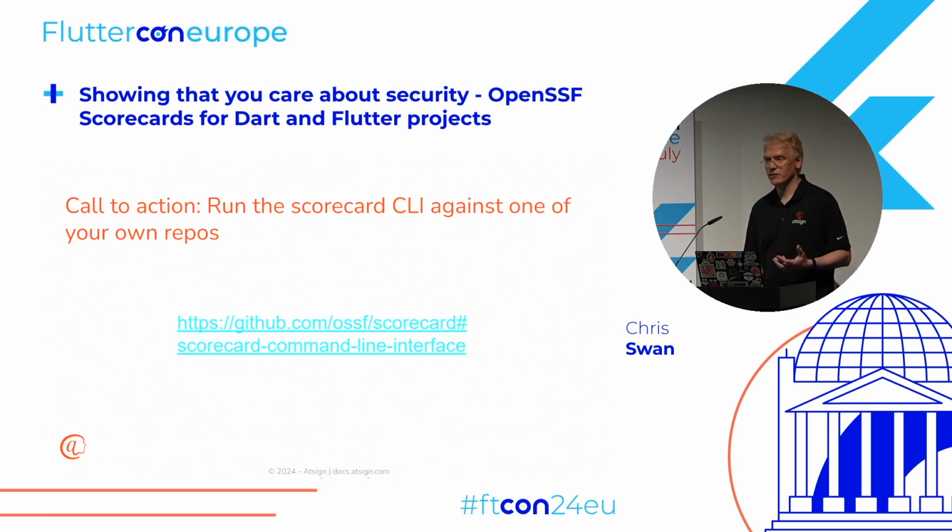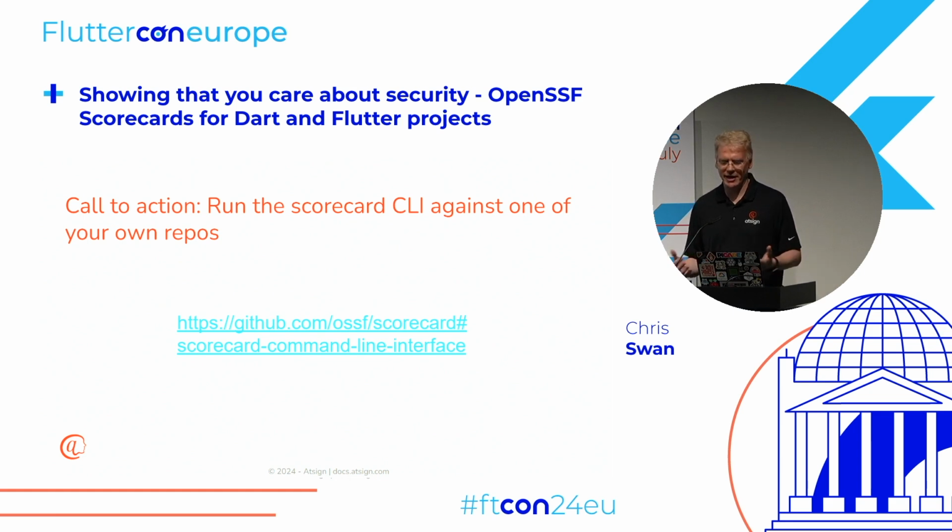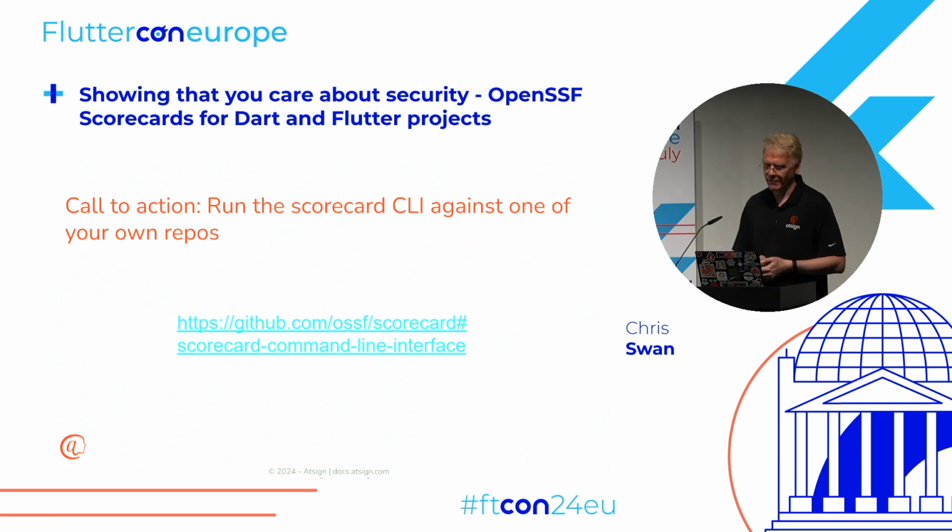I always like to finish with a call to action. And my call to action for this room today is: run the Scorecard command line tool against one of your own repos. So if you go to the Scorecard repo, there's a section of the README for the command line tool, and that'll show you what the score is without you having to fully implement it and do the GitHub Action and all of that kind of thing. And once you know what the scores are looking like, you can then make an informed decision about how much work you want to do to make them good. By the way, anybody else can run this tool against your repo as well. And so maybe your customers are already doing this.